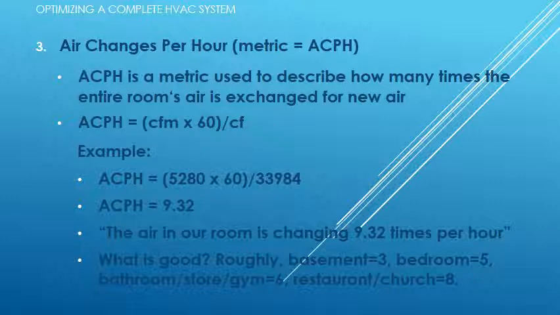And is that good? I did some research and found out that basements typically are 3, bedrooms you want to have 5, bathrooms, stores, and gyms you want to have 6, and restaurants and churches are 8. Mine is at 9.32, and our business is actually a gym, a martial arts school, so 9.32 looks pretty good.